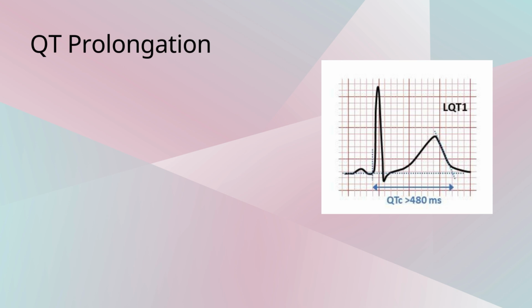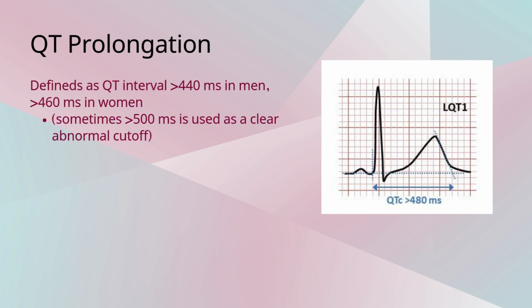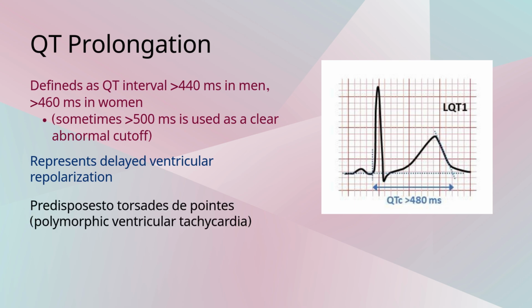All right, our next dysrhythmia is QT prolongation. We define this as a QT interval greater than 440 milliseconds in men or 460 milliseconds in women. Some sources will use 500 milliseconds as a clear abnormal cutoff. The QT interval reflects ventricular repolarization, and when it's prolonged, the big risk is developing Torsades de Pointes, a form of polymorphic ventricular tachycardia, and we'll actually be discussing that one here in a bit on its own.